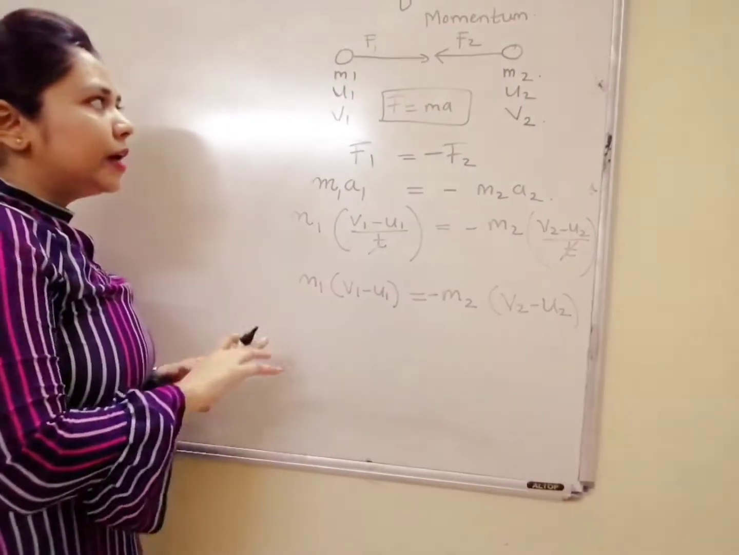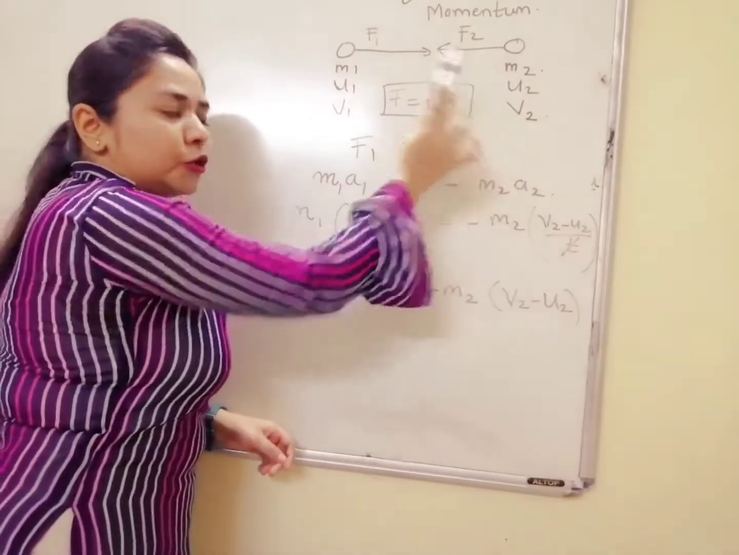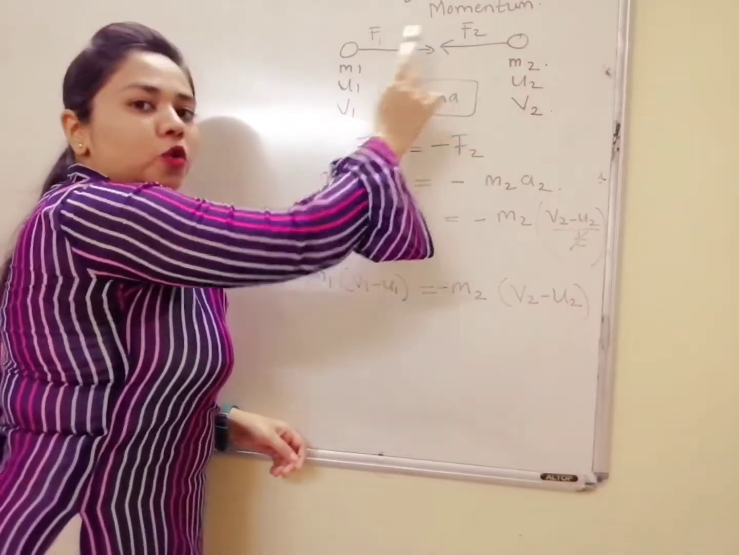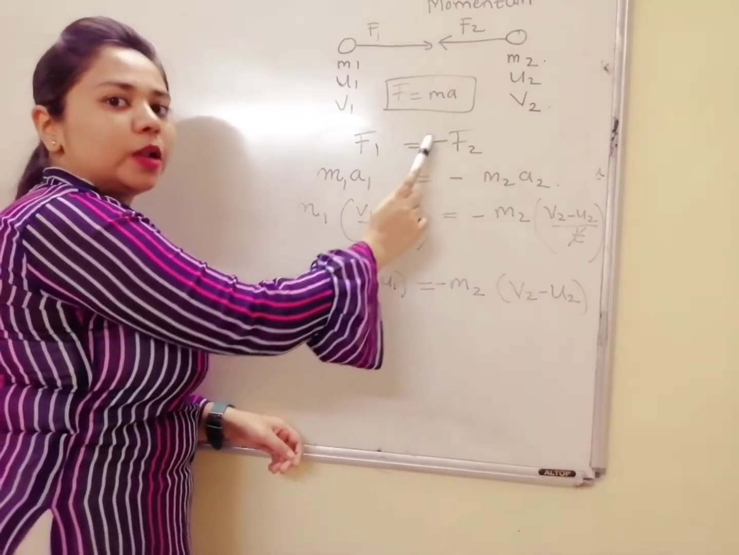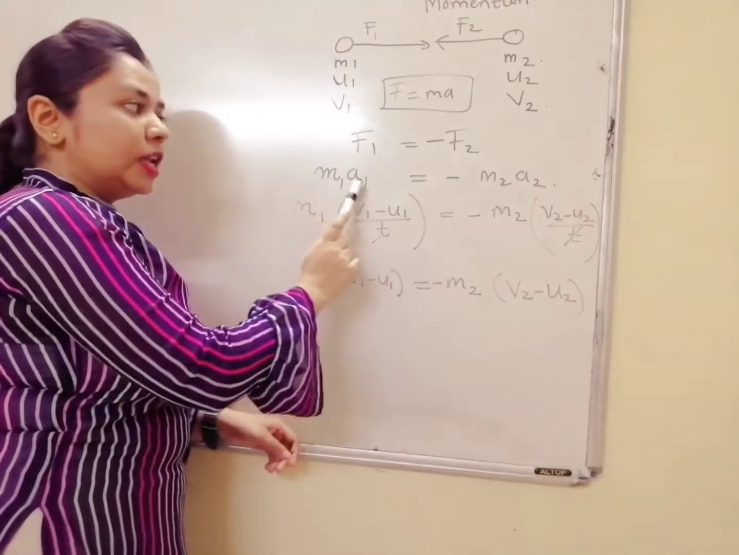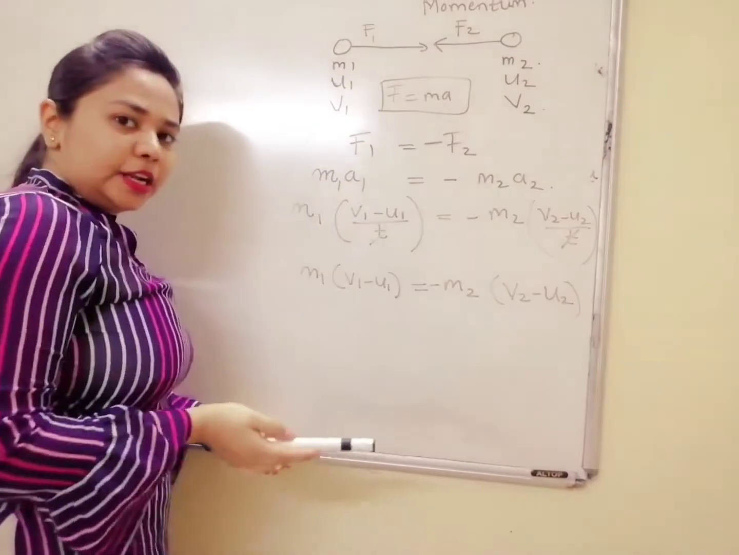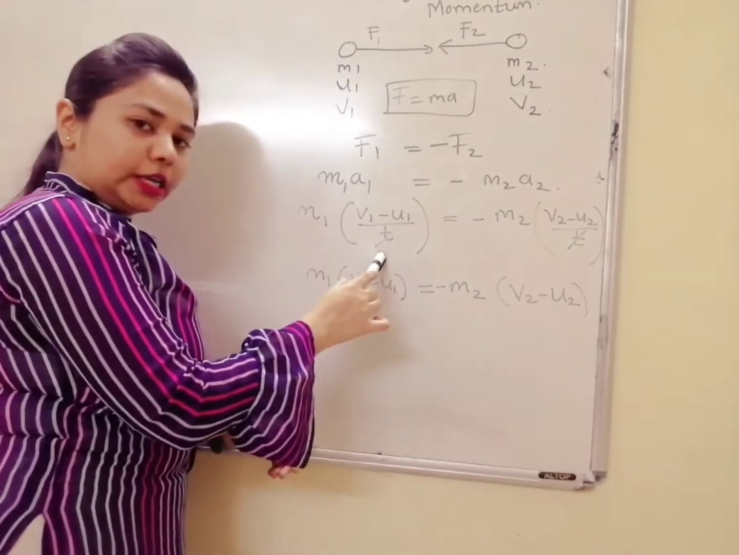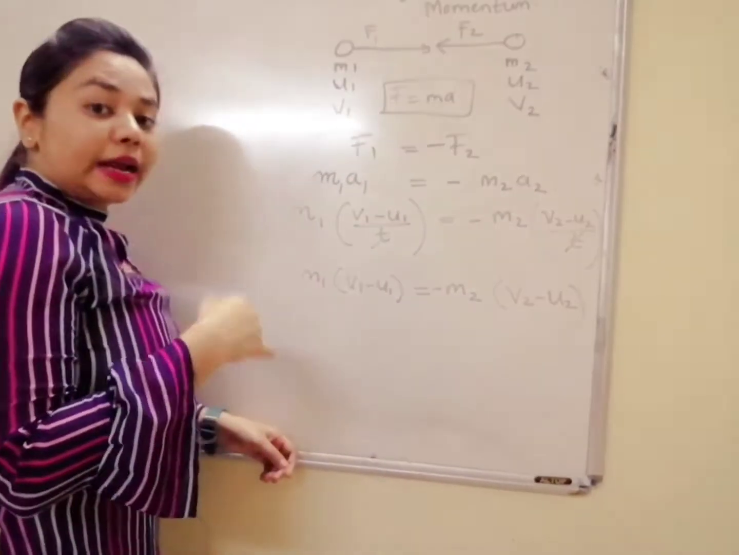Okay, clear? What we did? We took two objects having mass M1, M2, initial velocity U1, U2, final velocity V1, V2, and both of them have force what? F1 and F2 on each other, but in opposite direction. Therefore, the equation comes out to be F1 is equals to minus F2. Now we know the formula of force, which is Ma. So M1 A1 is equals to minus M2 A2. A is what? Acceleration, that is change in velocity upon time. What it is? V1 minus U1 upon T, and V2 minus U2 upon T. T is common, so it will get cancelled.